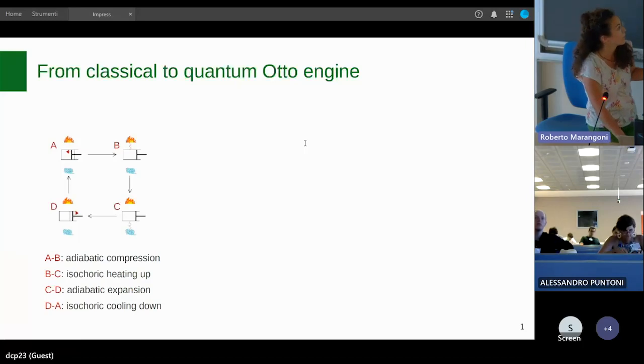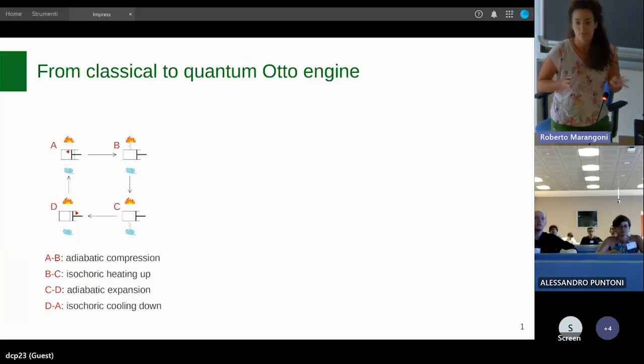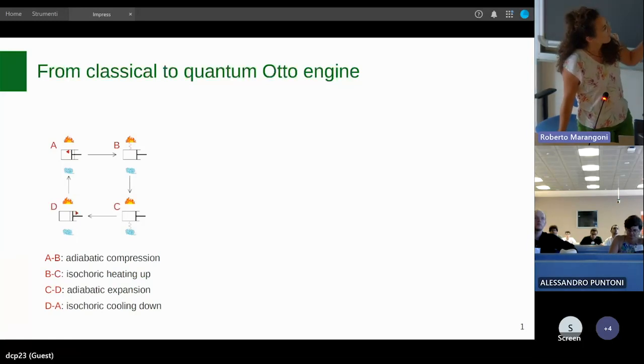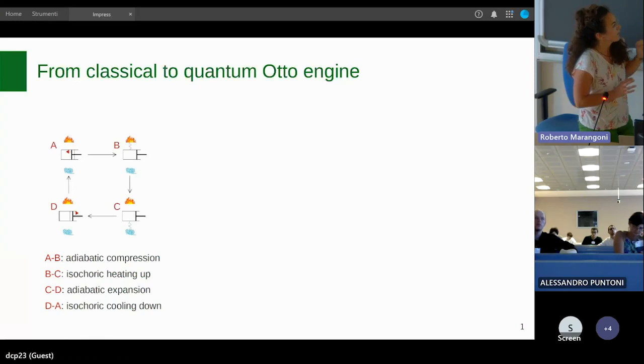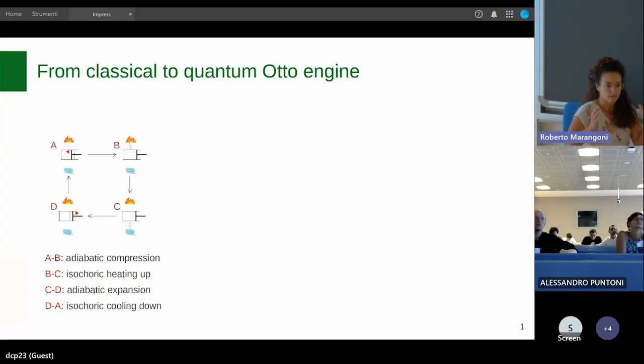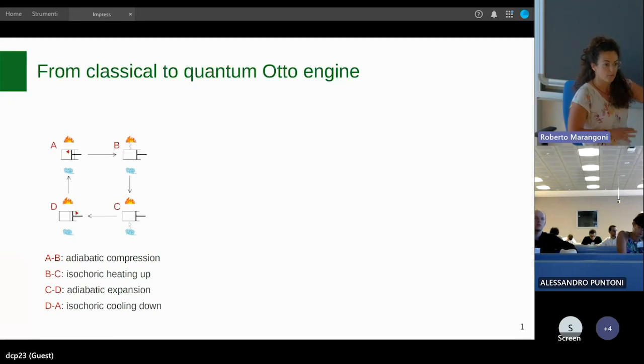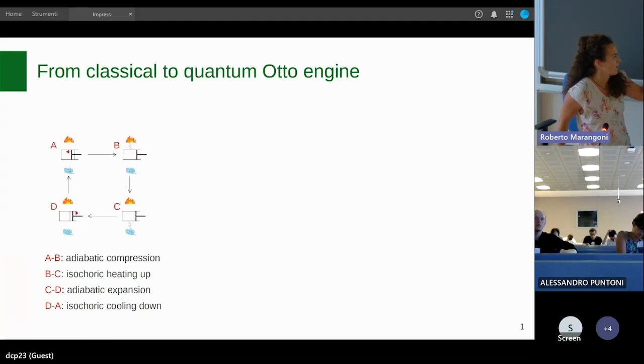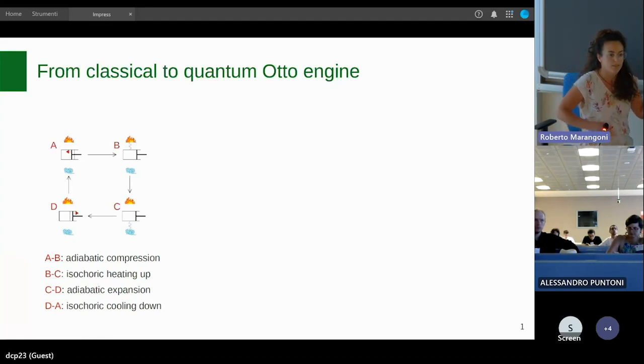I think all of you know how a classical Otto engine works. It's based on a four-stroke cycle in which you have a classical system and two thermal reservoirs. The first operation you do is an adiabatic compression. So you take the classical system, you compress it while it is decoupled from the reservoirs. Then you couple the system to the hottest reservoir between the two, and then you heat up. Then you let the system expand while being decoupled from any reservoir. So there is a mistake in the picture, and C and D are exchanged. And then you cool down to restore the initial state.